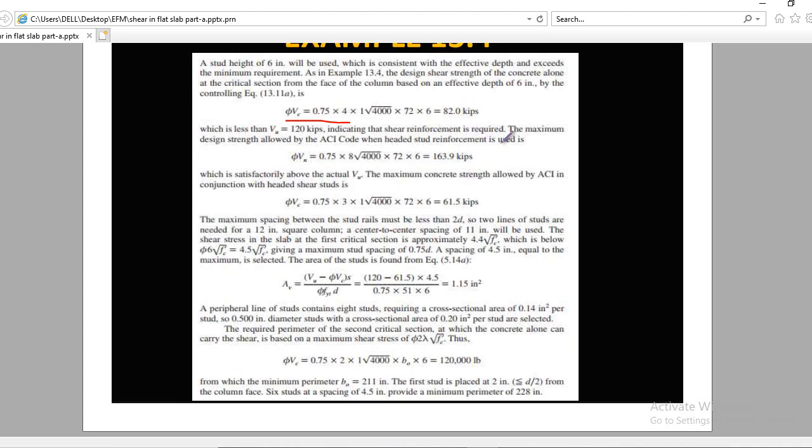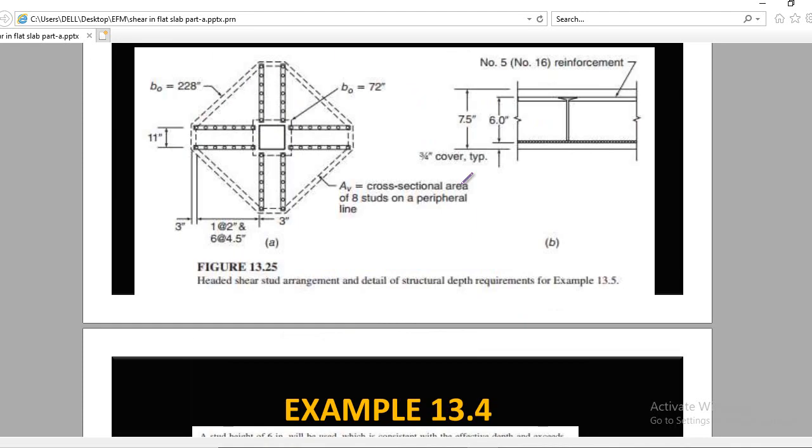Now if you are using stud reinforcement, we will use 8, not 6. And if you are using stud reinforcement, we use 3, not 2. Clear? And the maximum spacing between the stud rails must be less than 2d. So 2 lines of studs are needed for a 12-inch square column. This 2d means what? This is important. Remember, the ACI code criteria says that this distance should be less than 2d.